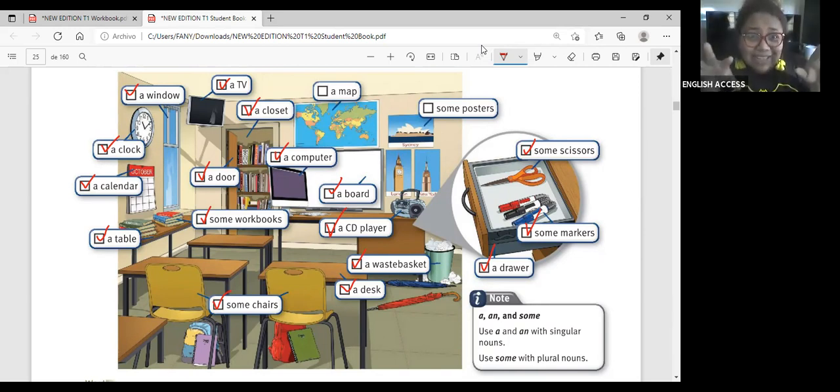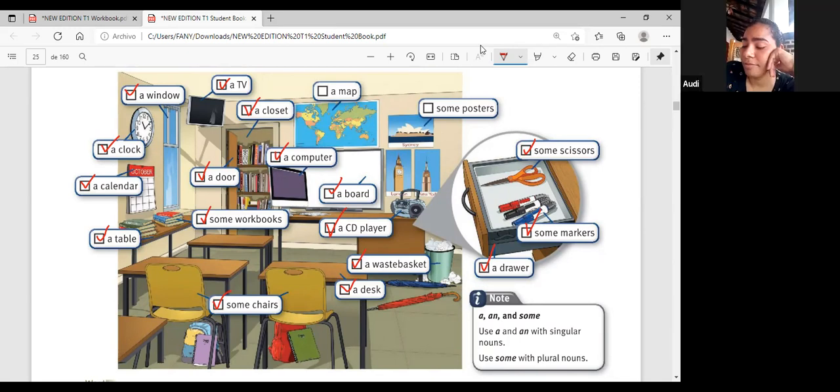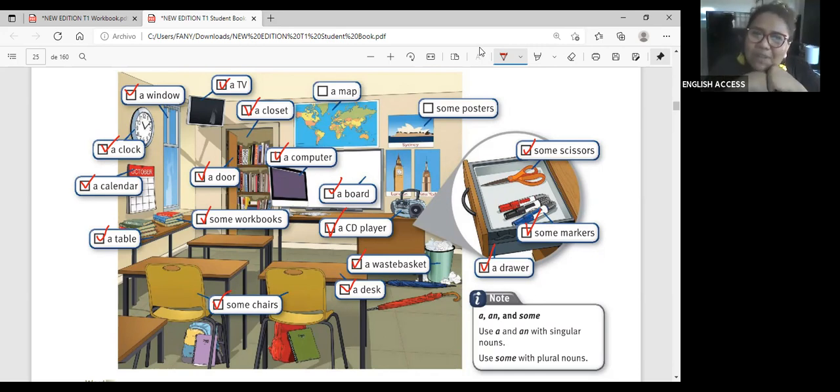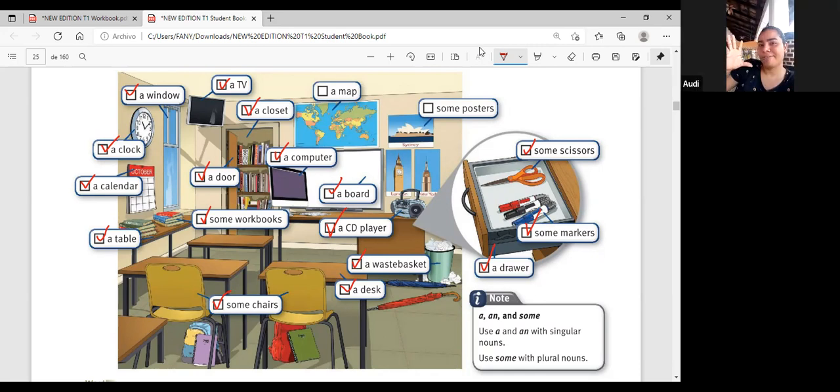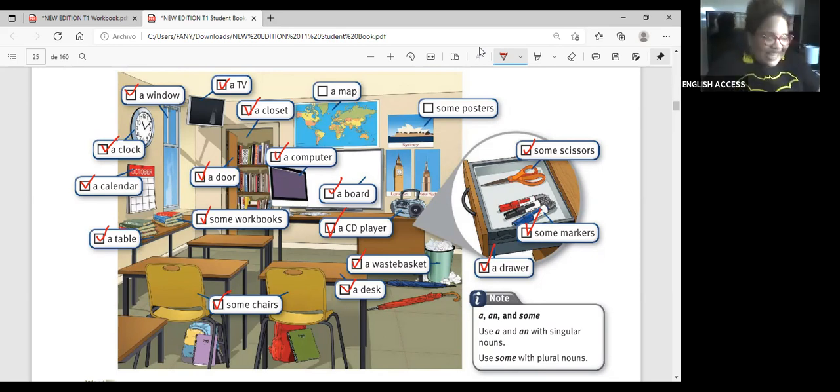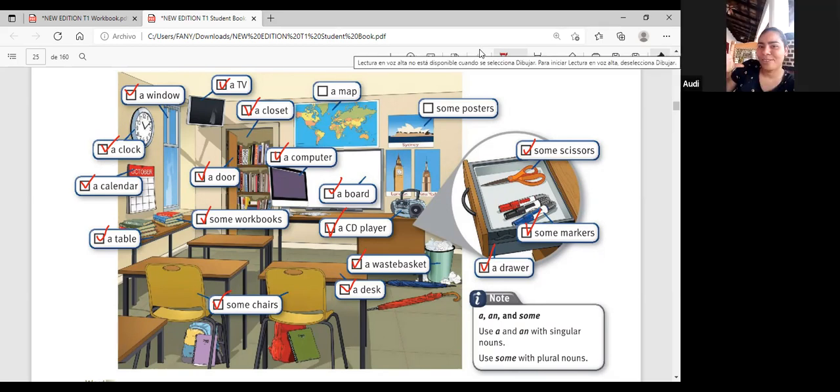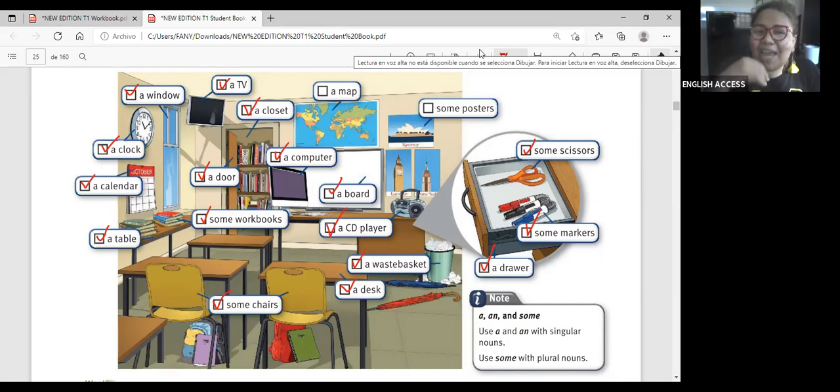Do you have all of these in your home? Do you have all of that in your house? Yes, almost everything. Do you have a map in your home? Yes. Come on, Audia. It was only the things that you have at home, okay? Okay. Do you have a board? Do you have a board in your house? Yes, a little one. Okay, I'm gonna believe you.